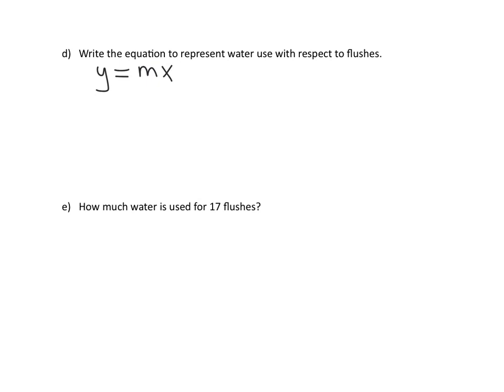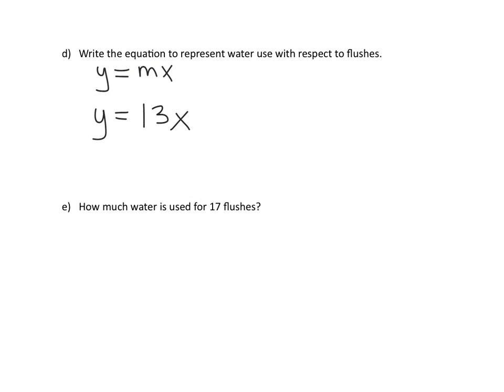So the only thing then that we really need to do is just input our value for m. M is the slope or the rate of change. We calculated the rate of change in the previous question, so I'm just going to insert that into the equation. So my equation then would be y equals 13x.